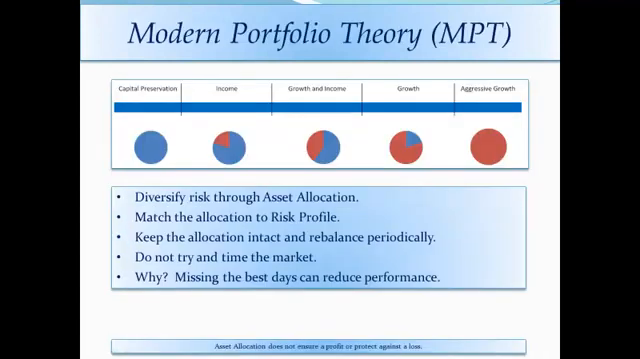The retail investment community has decided that modern portfolio theory is the best way to control risk. Developed in 1952 by Harry Markowitz, the modern portfolio theory basically says that you control the risk of the portfolio through asset allocation. You match the asset allocation of stocks, bonds, and cash to a person's risk profile, and then you keep that allocation intact at all times. You rebalance periodically and do not try to time the market, because missing the best days in the market cycle can reduce performance.